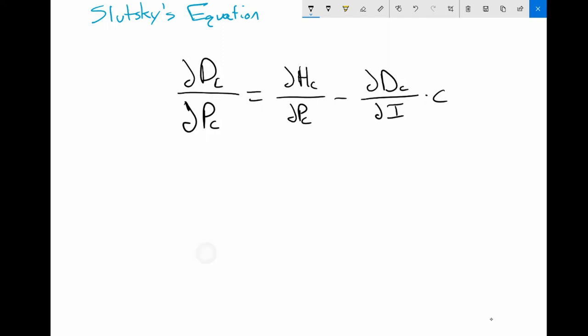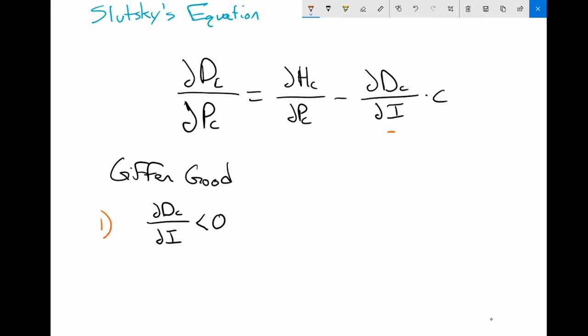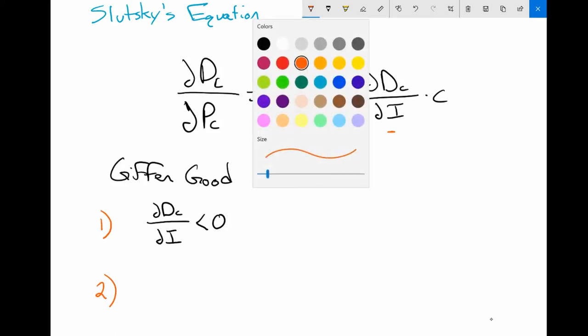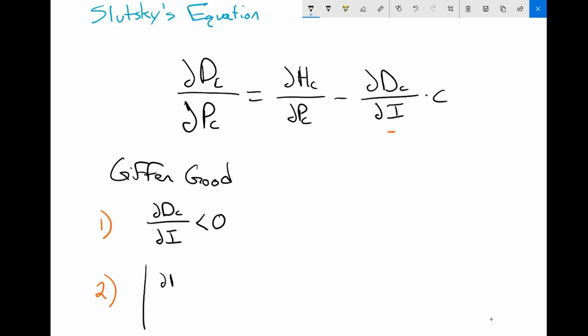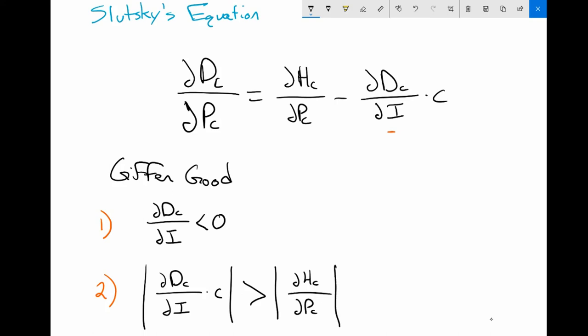Okay. So a Giffen good has the following characteristics. The good has to be an inferior good. The good is an inferior good if this is negative, because if this term here is negative, when you subtract a negative, it becomes positive, right? So if you have an inferior good, and the income part of the equation is greater than the substitution effect, then you will have a Giffen good. Basically, if these two things are true, you'll have a Giffen good. That means that an increase in price will result in an increase in demand.